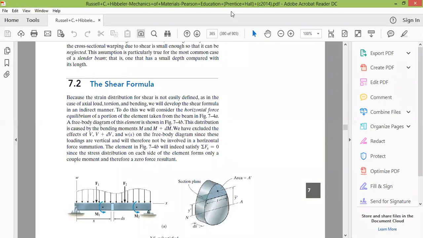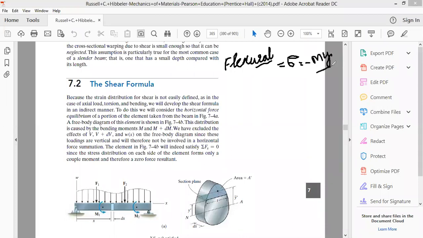We already have one formula, what we call the flexural formula, which we derived last time in the case of beams subjected to pure bending, though that formula can be applied to beams subjected to other sorts of loading conditions as well. This flexural formula is used for the calculation of the normal stress in the beams. The normal stress at any cross section of the beam is equal to minus My divided by I, where M is the bending moment at that very section, y is the distance from the neutral axis to the point where we want to measure the normal stress, and I is the moment of inertia of the cross section of the beam about the neutral axis.